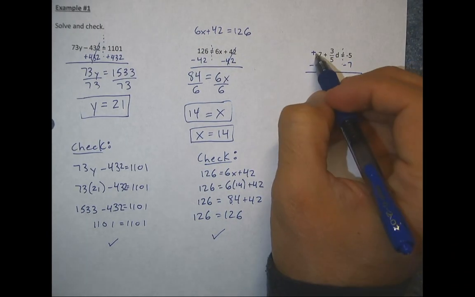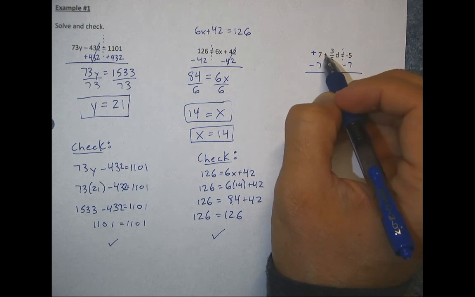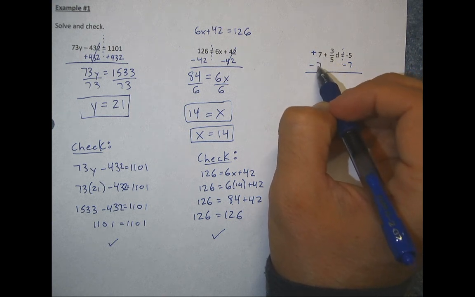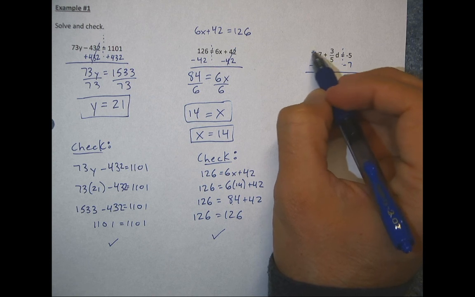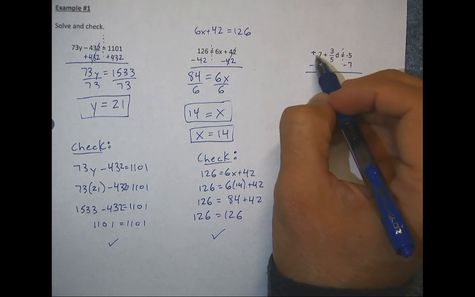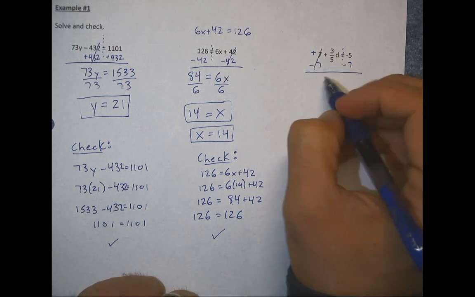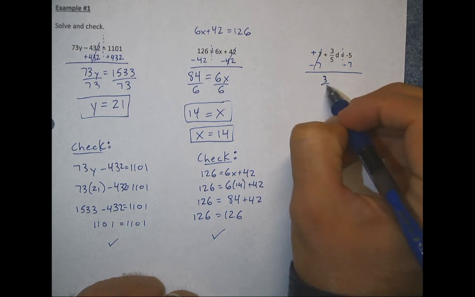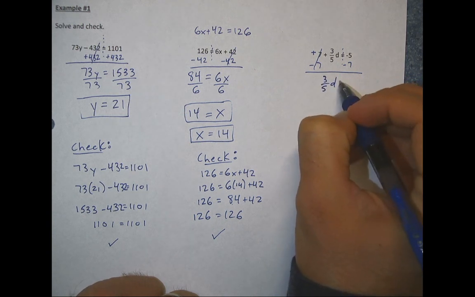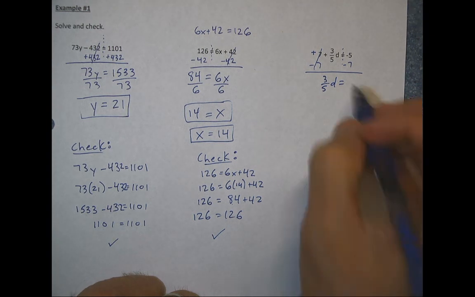And if it was a negative 7, even if it said plus right here, if it was negative 7, you'd have to add 7 to get it to 0. So you're looking at the sign of this number if it's just sitting out front. All right, so they're going to cancel, leaving me 3/5 D and negative 12.